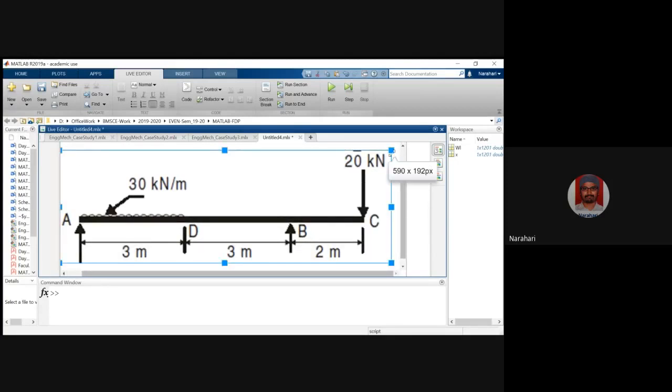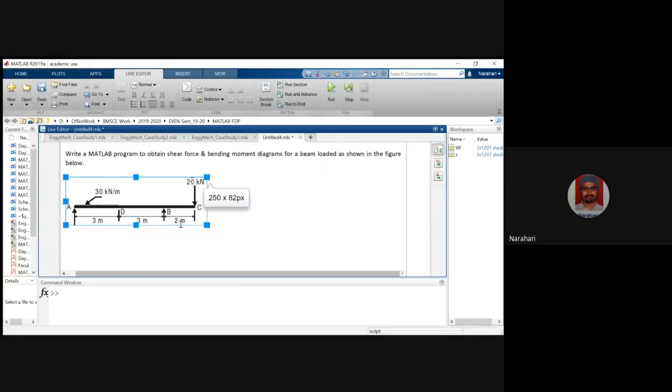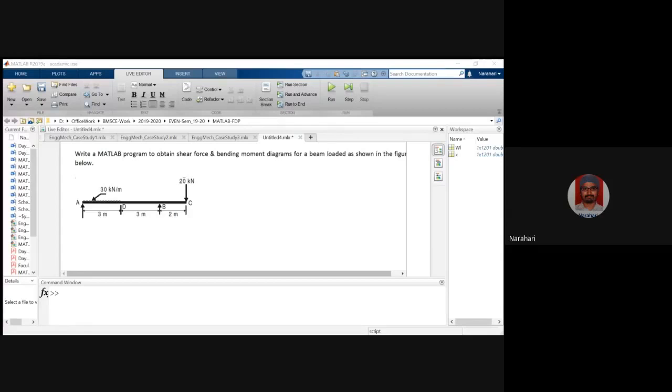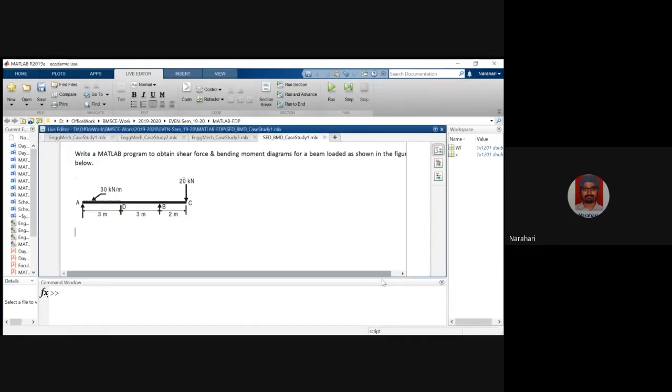Yeah, too big. Right, so this is the beam for you. Let me save this particular one, SFD.